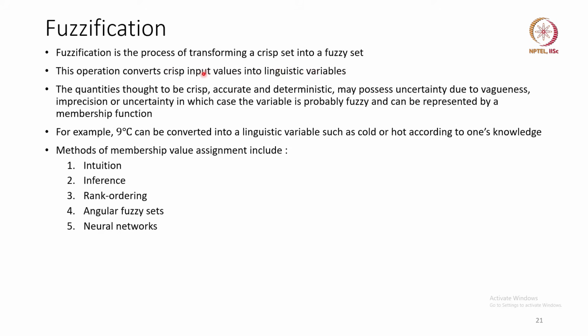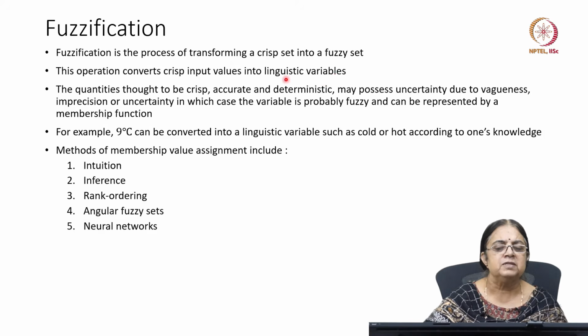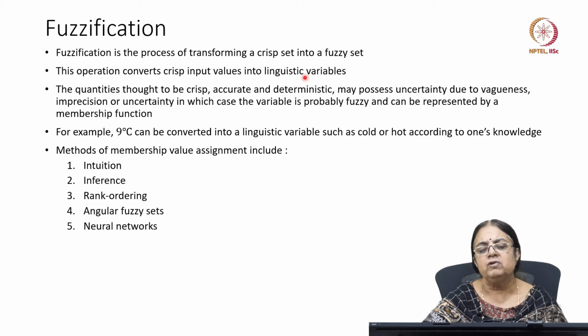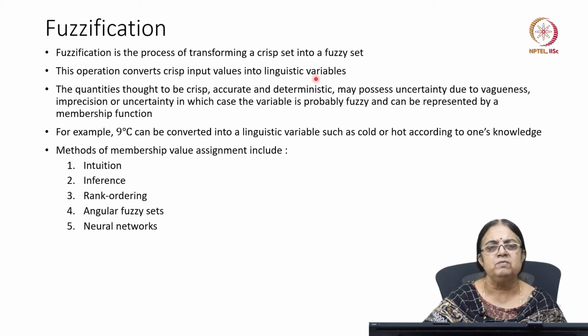So, it converts the crisp input values into linguistic variables. Okay. So, you may have, for example, somebody's height is say 5 feet 5 inches, maybe you have to convert it into height is equal to medium or small with some membership function, etc. Okay. So, suppose you have something which says it's 9 degrees centigrade, right, and you may have to convert that into hot or cold or medium or whatever you want to convert it into.